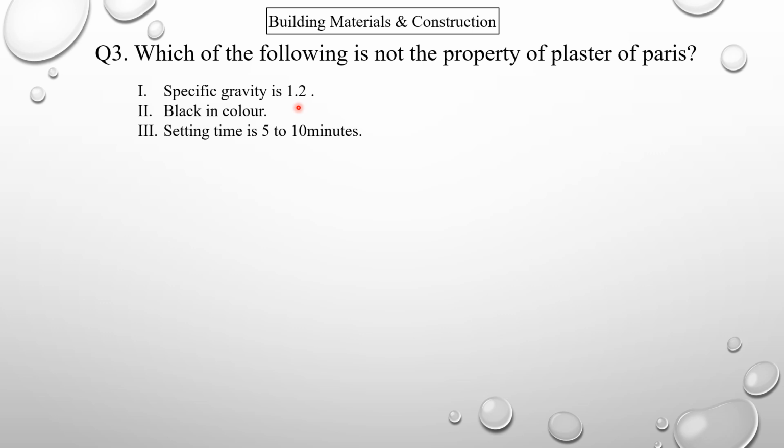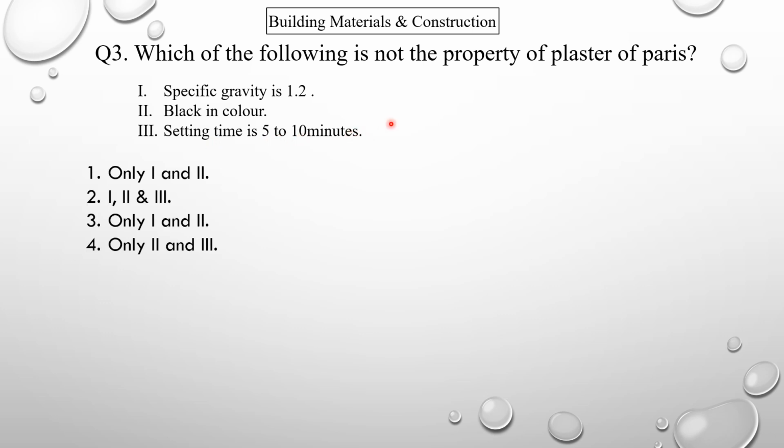Then next point, black in color. No, plaster of Paris is white in color. So first is wrong, second is wrong. Then third, setting time is 5 to 10 minutes. Yes, this is correct. Then from the options, first and second are wrong. So here they ask for the not property, so the option is only 1 and 2.